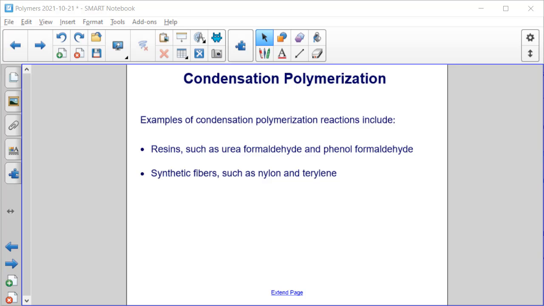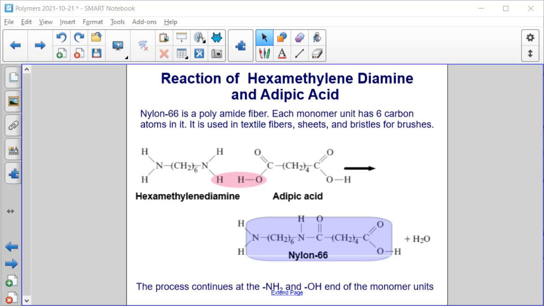Examples of condensation polymerization reactions include resins, such as urea formaldehyde and phenol formaldehyde, and synthetic fibers, such as nylon and terylene. We discussed on the previous slide the process of nylon formation. Let's review it in detail in the coming slides. So here's that reaction of hexamethylenediamine and adipic acid. Nylon 66 is a polyamide fiber. Each monomer unit has 6 carbon atoms in it. It is used in textile fibers, sheets, and bristles for brushes.